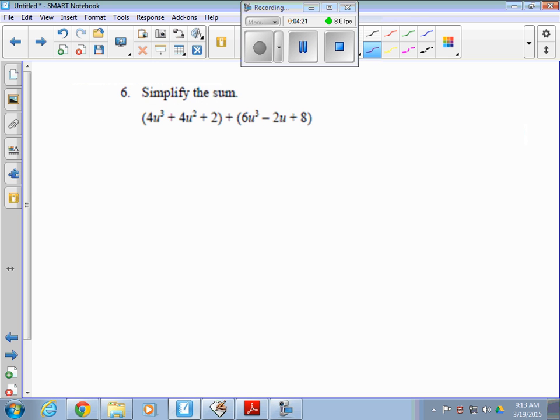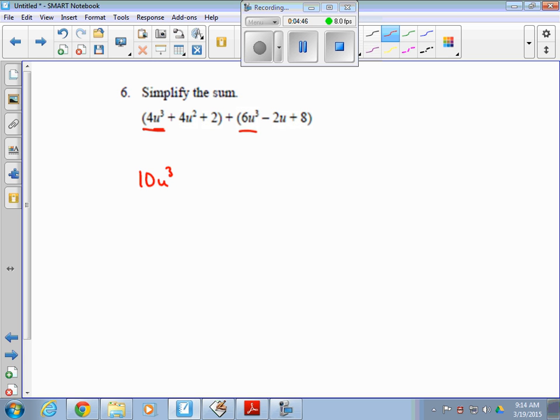Number 6 is simplifying the sum. So you don't have to change the signs for this one. You're just adding them together. Remember, you're adding the ones that have like terms. Like terms are the exact same variable to the exact same exponent. The biggest degree is the third power, 4u to the third plus 6u to the third. 4 plus 6 is 10u to the third.